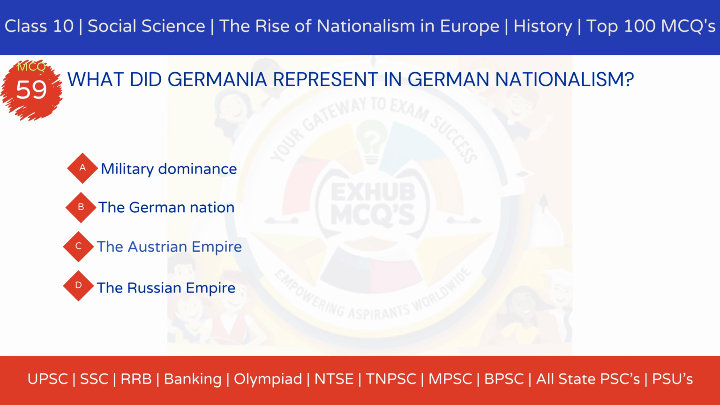MCQ 59. What did Germania represent in German nationalism? Option A, military dominance. Option B, the German nation. Option C, the Austrian Empire. Option D, the Russian Empire.